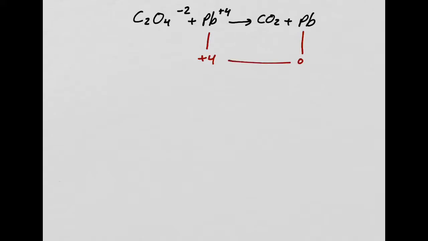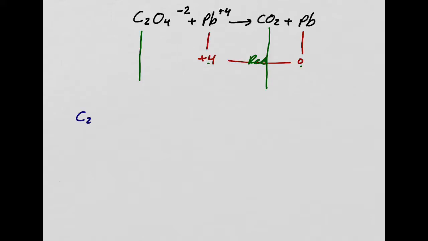So plus 4 to 0, that means I got reduction because it got more negative. Now let's come over here. Again, oxygen never changes. We know that. It's always minus 2. We need to look at carbon and what's going on with carbon. Well, what I have here is a covalent compound, and I have a covalent compound. So I need to do the rule to figure out the oxidation number.